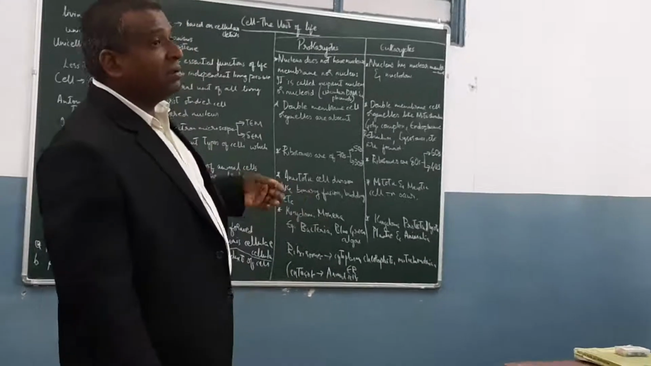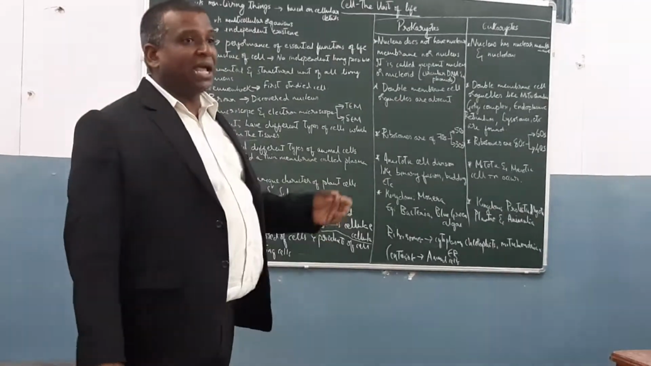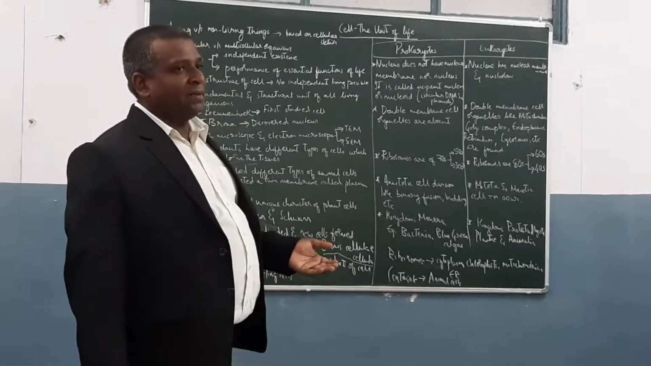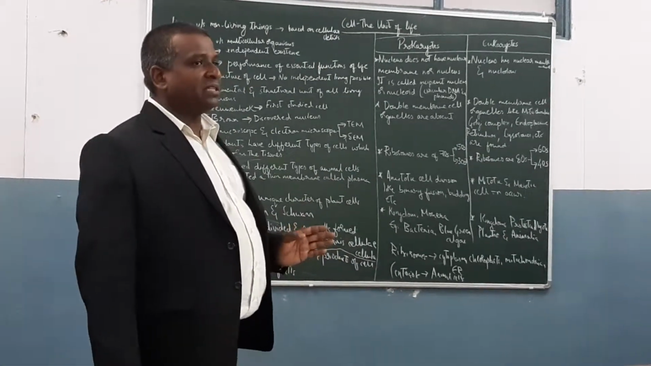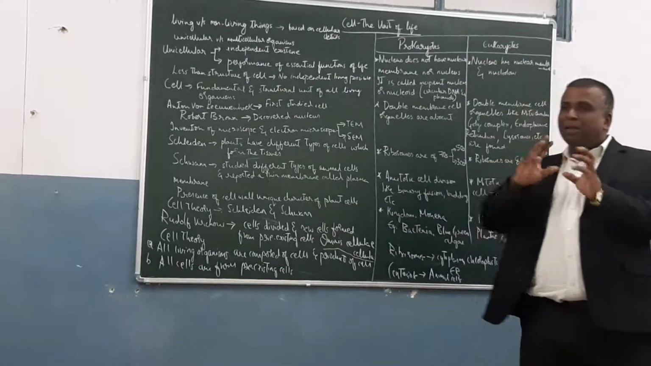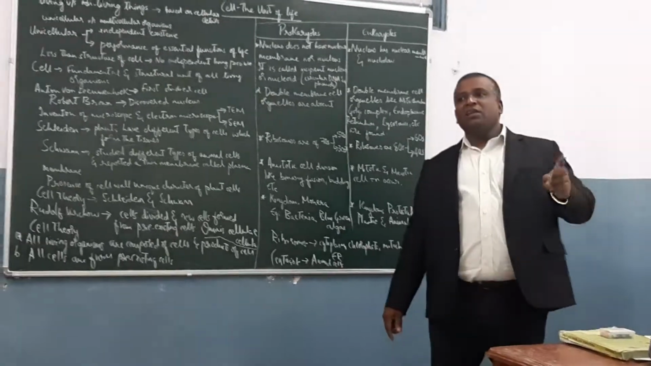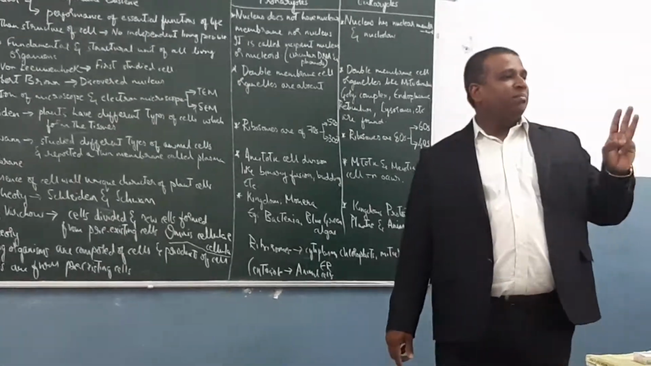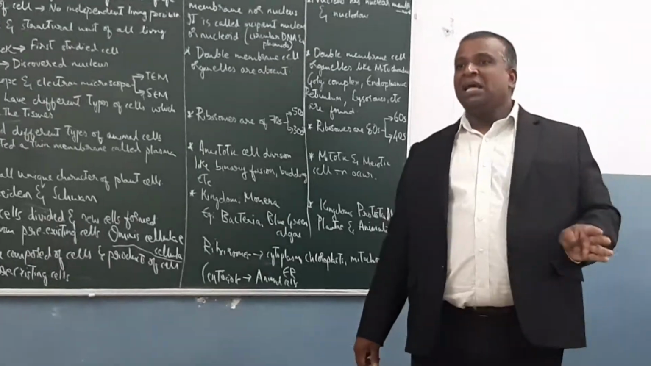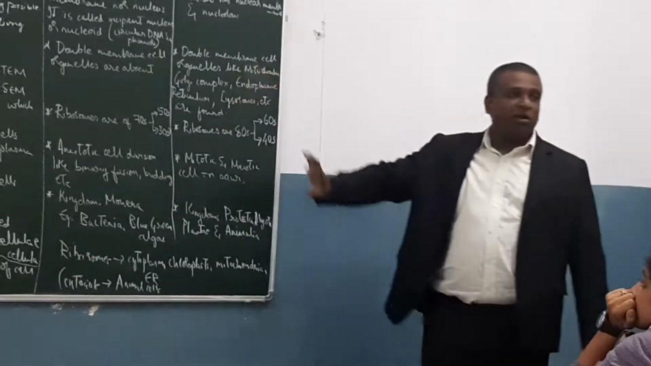They do not have Golgi complex, lysosomes, or chloroplasts in prokaryotic organisms. Whereas eukaryotic organisms have double membrane bound cell organelles like endoplasmic reticulum, Golgi complex, mitochondria, chloroplasts, and lysosomes. All these are found in eukaryotic organisms.